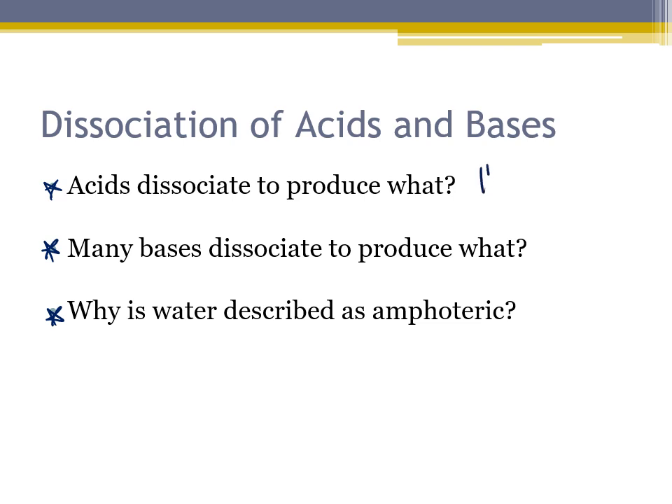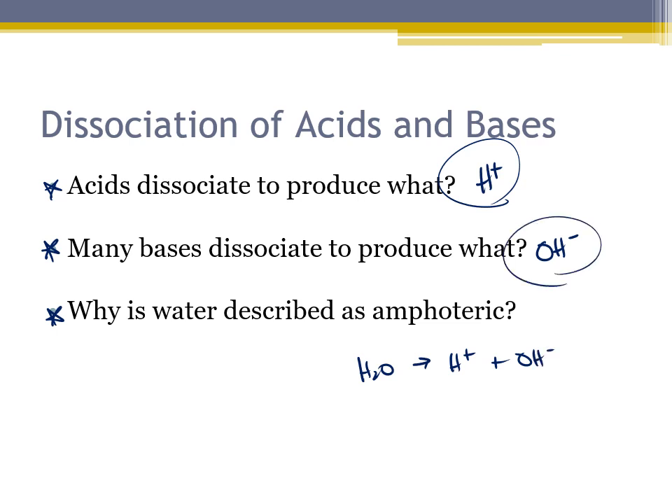Acids dissociate to produce hydrogen ions. Many of our bases dissociate to produce hydroxide polyatomic ions. Water is described as amphoteric because we can take water and break it apart into a hydrogen ion, which makes it an acid, and a hydroxide ion, which makes it a base.